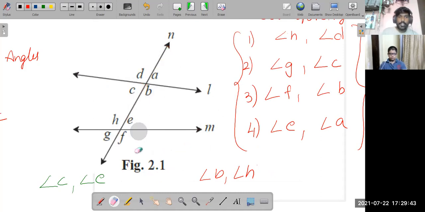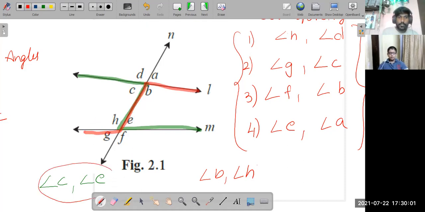One thing I'll tell you about interior: angles that are formed between the two lines are called interior angles. So that means the angles you have noticed and said, angle C and angle E and angle B and angle H. This is C, this is E, and this is B, and this is H. These are between the two lines. So they are interior alternate angles.